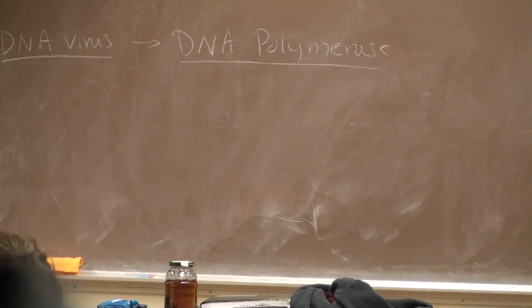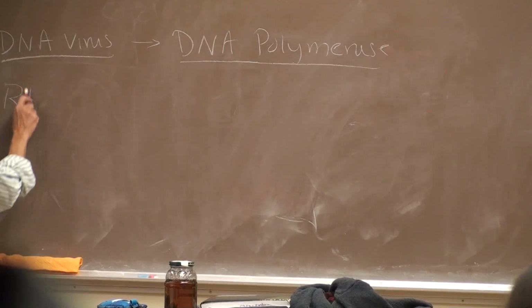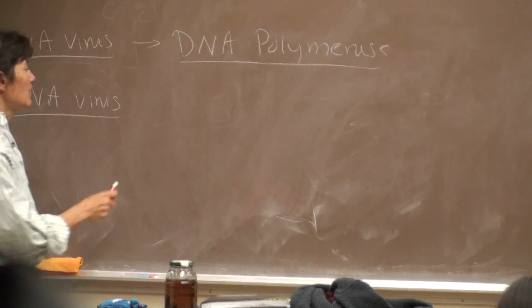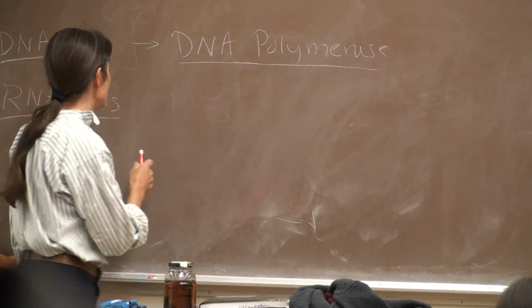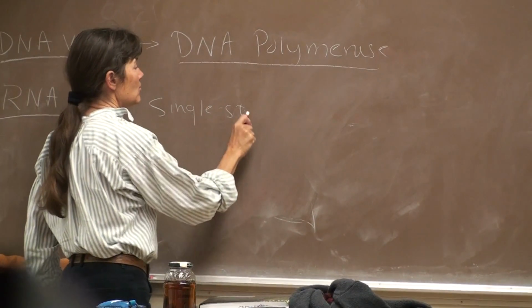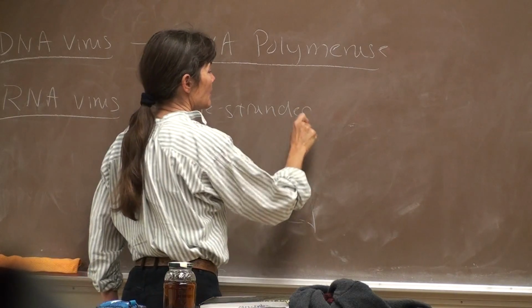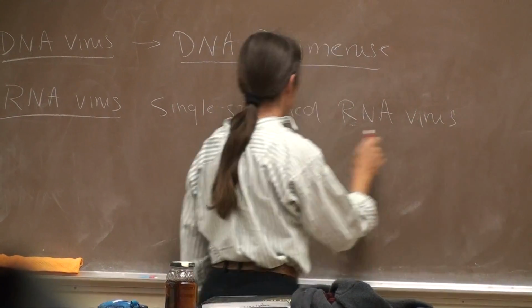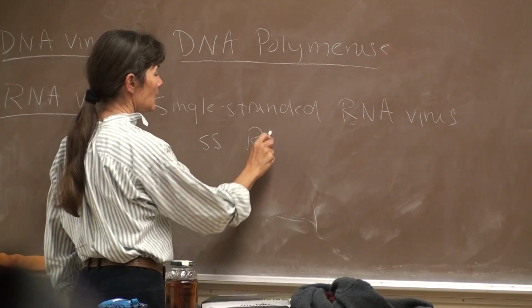But think, you guys, what if you are an RNA virus? Okay, so let's think about this. Let's say that you are a single-stranded RNA virus. So your genetic information consists of a single strand of RNA.